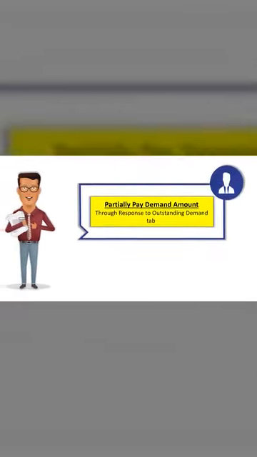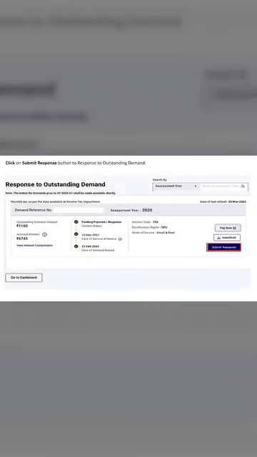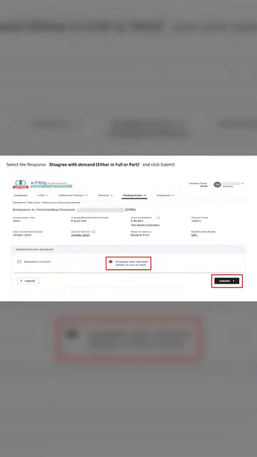If you wish to make a partial payment of your demand amount, you can once again go to the Response to Outstanding Demand tab. Here you can click on Submit Response. On the response page, you can select Disagree with Demand, either in full or part, and then click on the Submit button. You are required to provide the reasons for disagreement. Please click on Continue. You can also decide to skip the reasons for disagreement.